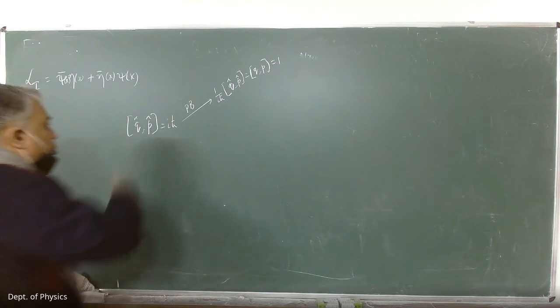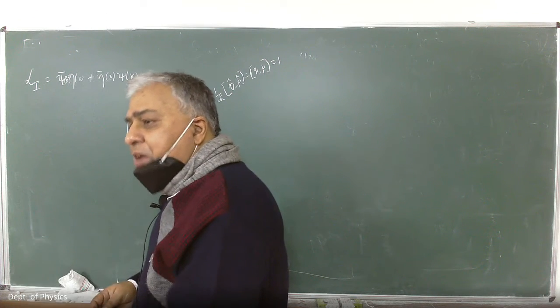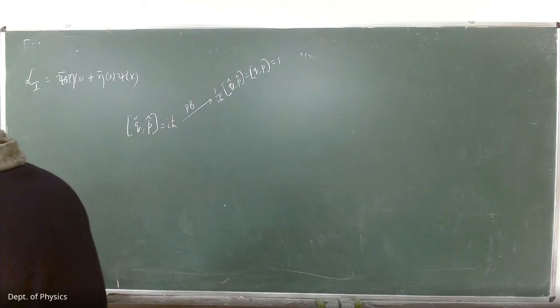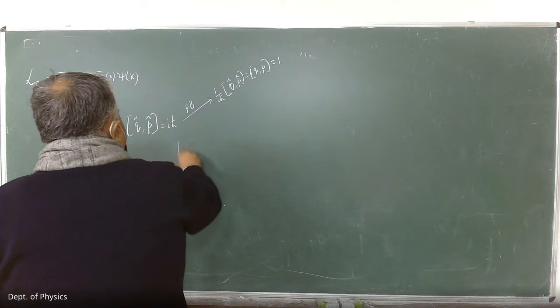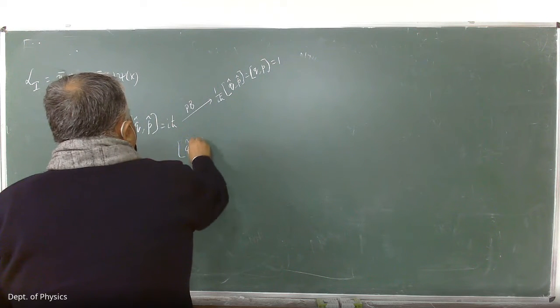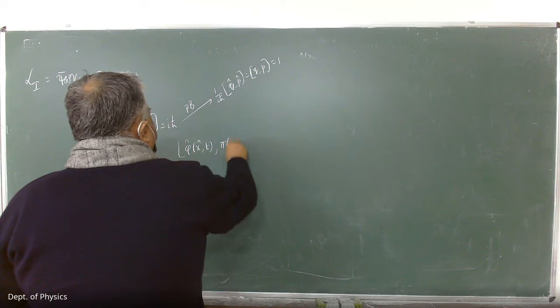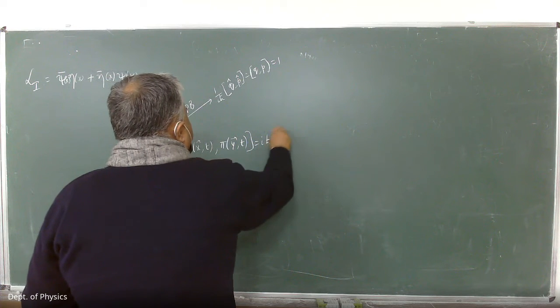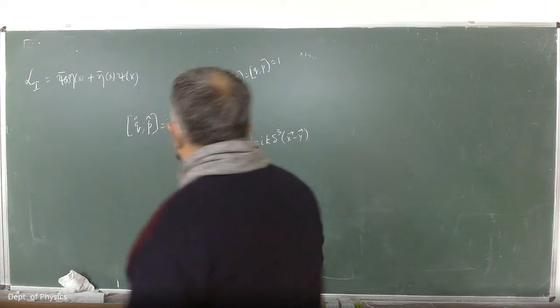When you go to field theory, it is nothing but an extension from one or a finite number of degrees of freedom to an infinite number of degrees of freedom. But otherwise, all the normal rules of quantum mechanics will still hold. There you find that phi(x,t), pi(y,t) commutator is i h bar delta 3(x minus y).